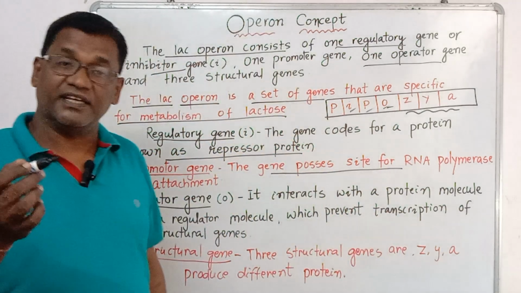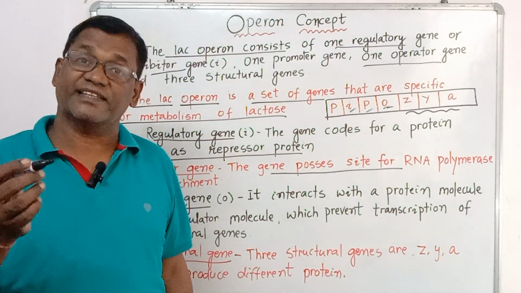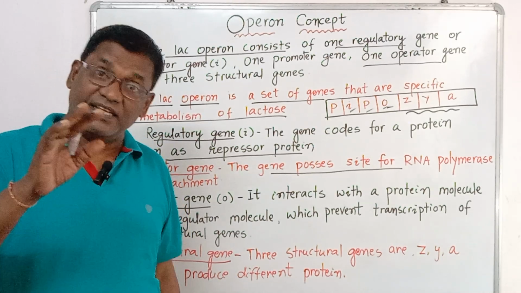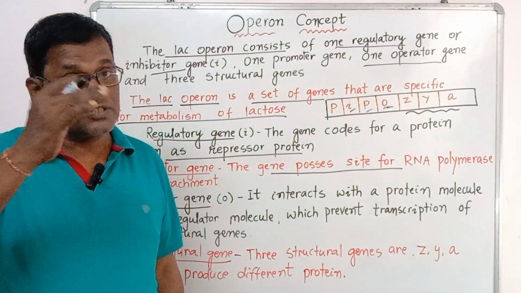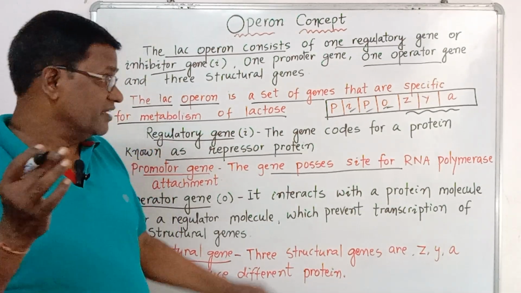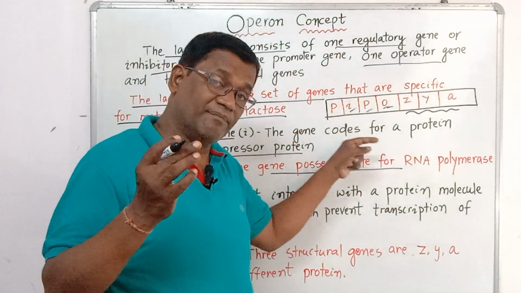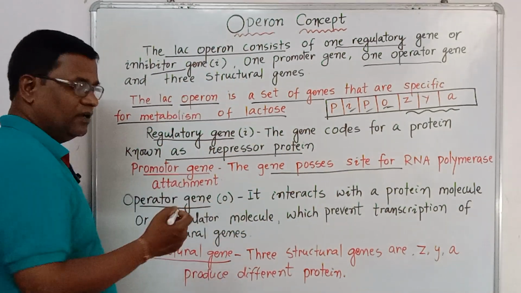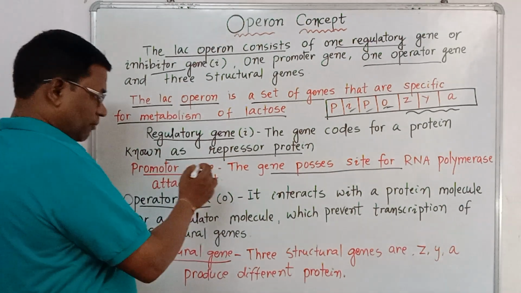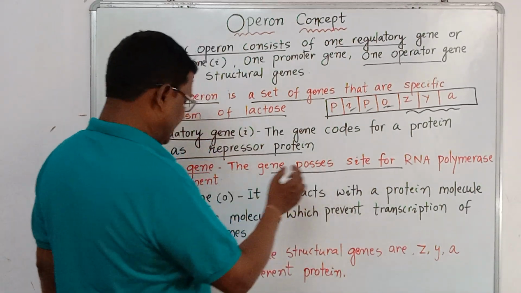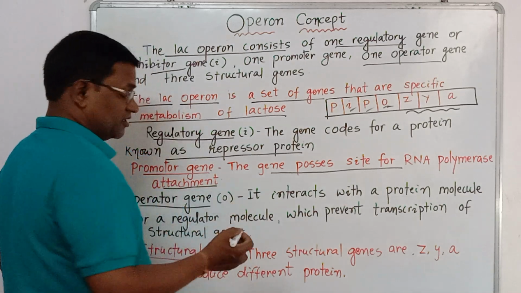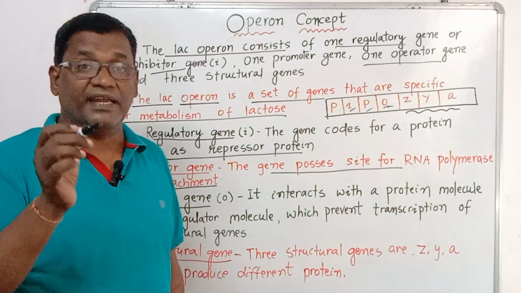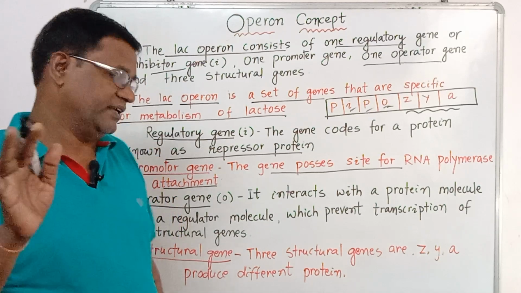When DNA produces RNA, it takes the help of an enzyme called RNA polymerase. Don't be confused: when DNA produces DNA, it is DNA polymerase. Here, this DNA segment produces an mRNA. That's why RNA polymerase. This site is controlled by the promoter. That means the promoter gene possesses the site for RNA polymerase attachment, because without the attachment of RNA polymerase, DNA cannot produce the RNA.